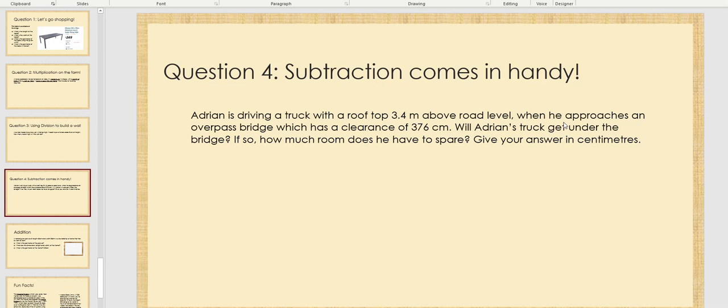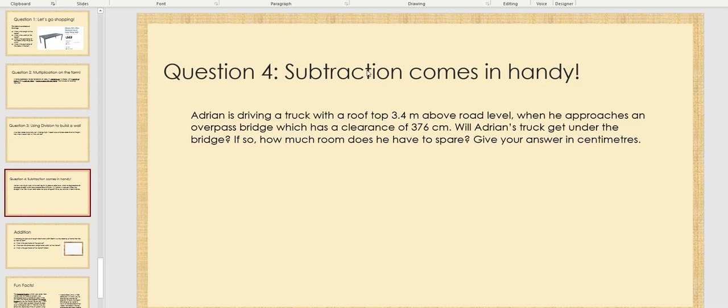All right, so there's a lot of information. We understand what's happening and what the question is asking us. Can this truck fit under the bridge? We have these two measurements, 3.4 meters, 376 centimeters. So straight away I can see I have to change my units as well.